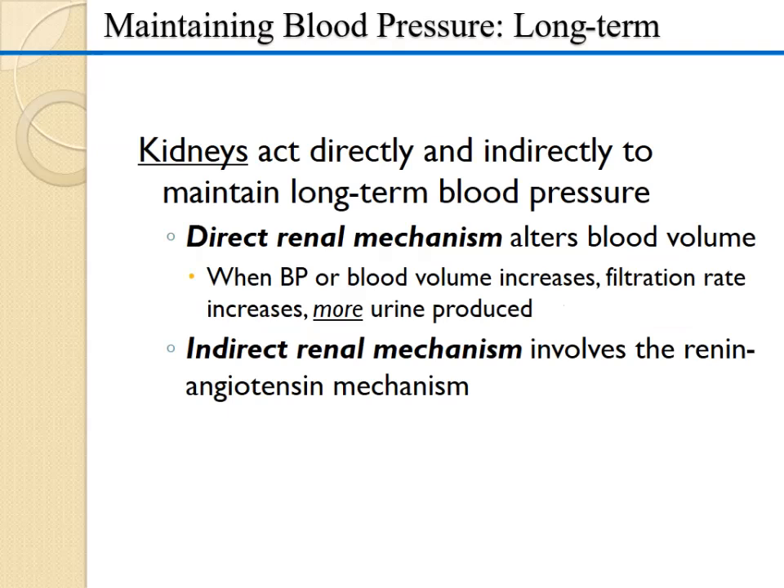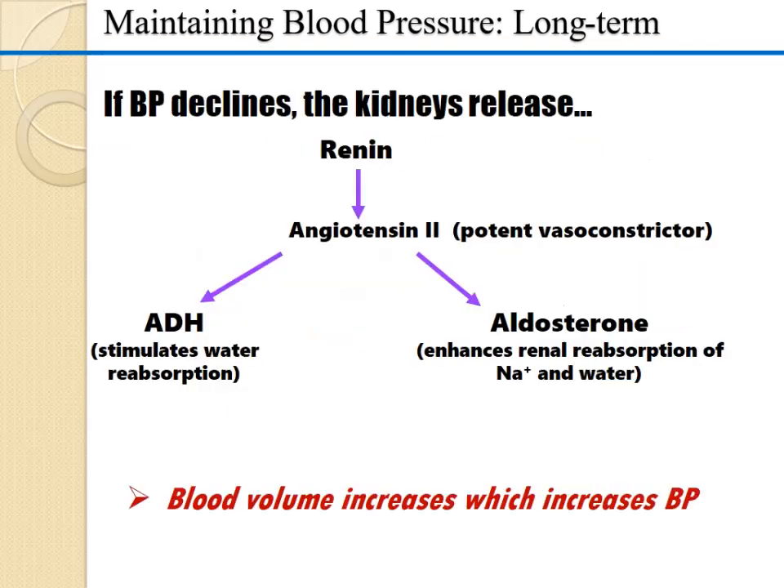So when blood pressure or blood volume increases, filtration rate increases, more urine produced. And the indirect renal mechanism would involve that renin-angiotensin system, which we're about to see in the next slide. Here we go. So if blood pressure declines, the kidneys will release renin. This is coming out of the kidney.